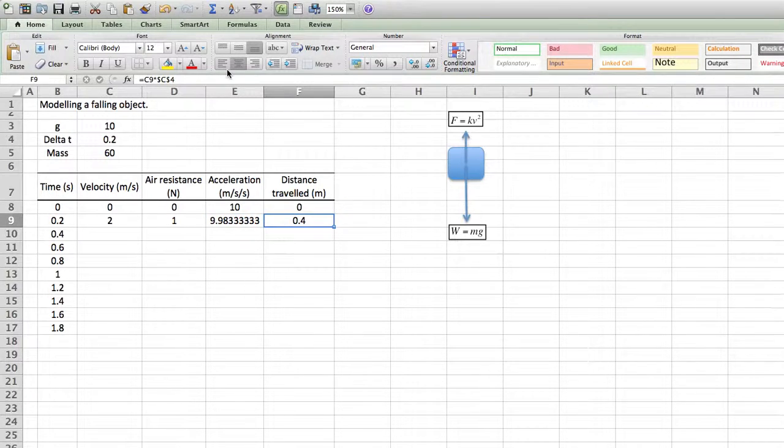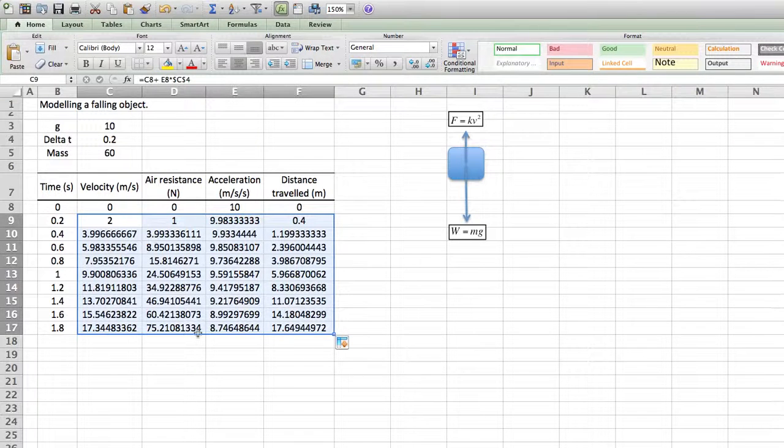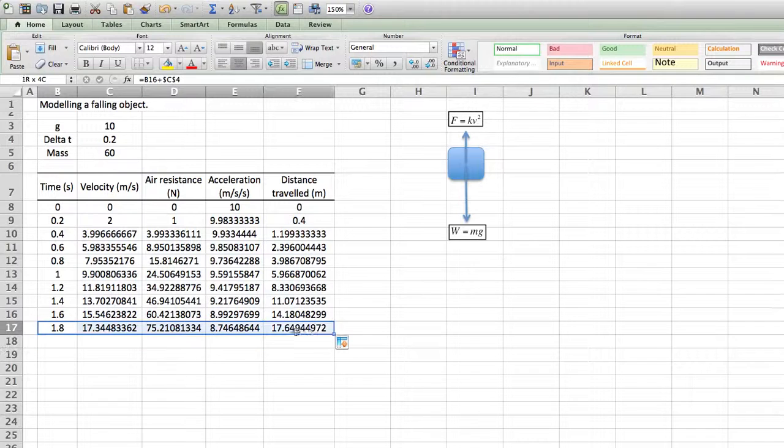And then the distance travelled is going to be the velocity it's travelling at, multiplied by the time period. And what I should do there is just add the previous distance to it. Now if I grab all of those and drag them down, suddenly we start getting values which are as we'd expect. Drag it down even further.